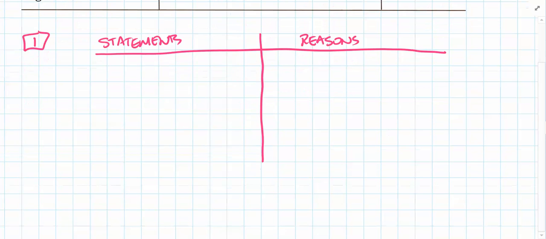What is the very first reason that we are allowed to write down in a two-column proof? The given. You can always write down the givens. You are always allowed to write down a given in a two-column proof underneath the reason. So we're only talking about the reason side right now, okay? We can just go up a little bit.